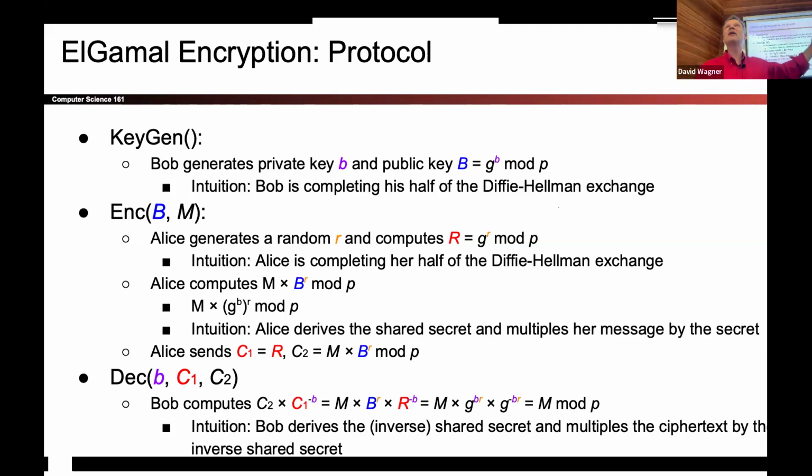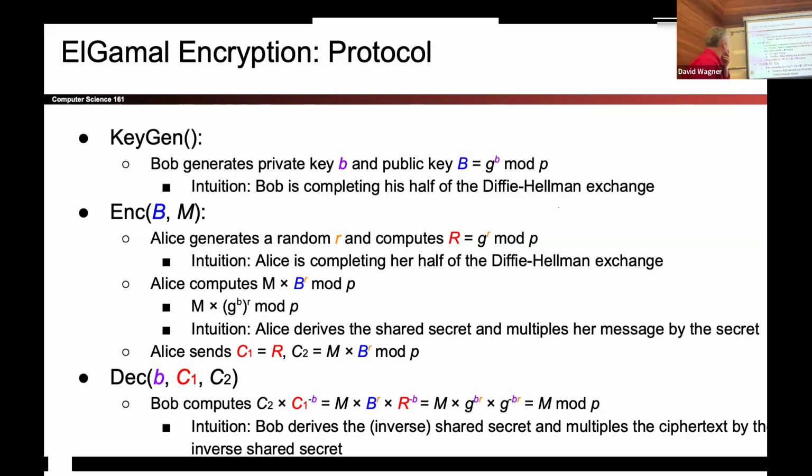So Alice multiplied by the shared secret. Bob multiplies by the inverse of the shared secret. Shared secret times its inverse equals 1. So what Bob gets back is the original message. Basically, Bob divides by the shared secret, except this division is a mod P division. It's not a normal division. So that's the basic idea. It's Diffie-Hellman, and then do one-time pad, but with multiply instead of XOR.